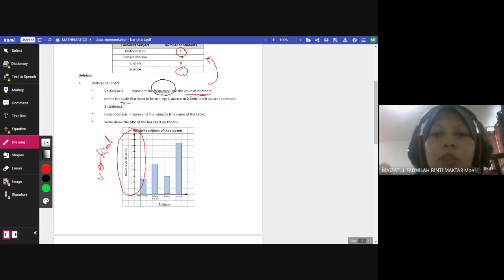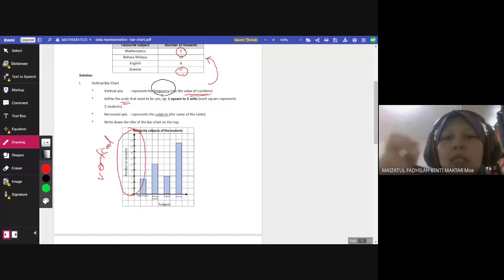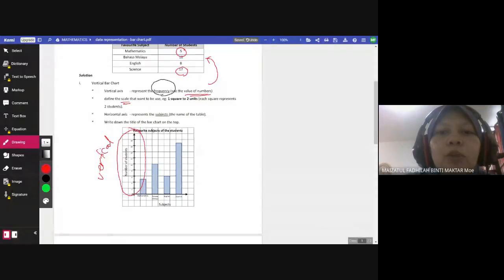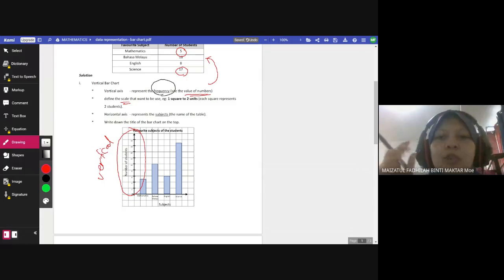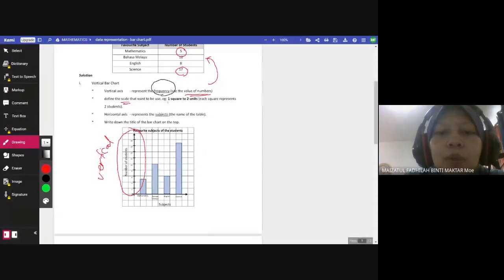So if you choose 1 square to 1 unit, maybe your graph is very long and goes upward. If you use 1 square to 4 units, it becomes very small. It depends on you, and you must think logically. Your graph cannot be very small or very large. Like this one, we use a scale of 1 square to 2 units, meaning each square represents 2 students.